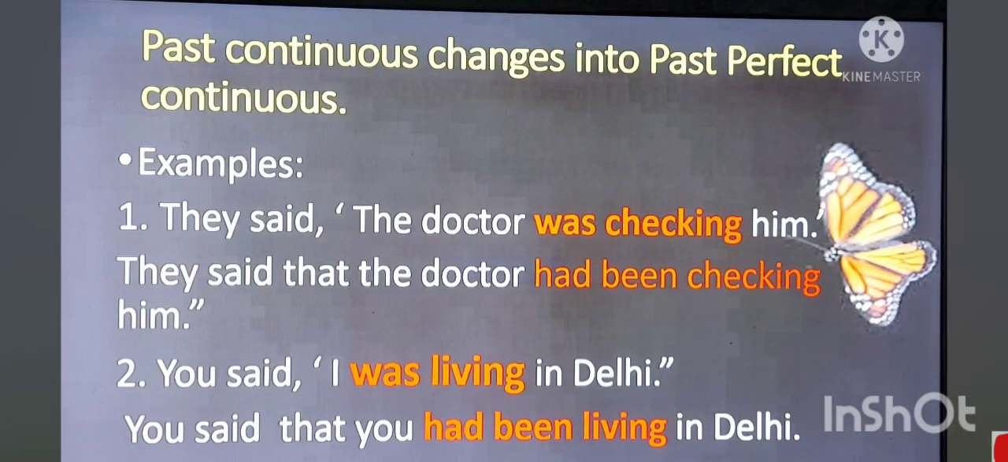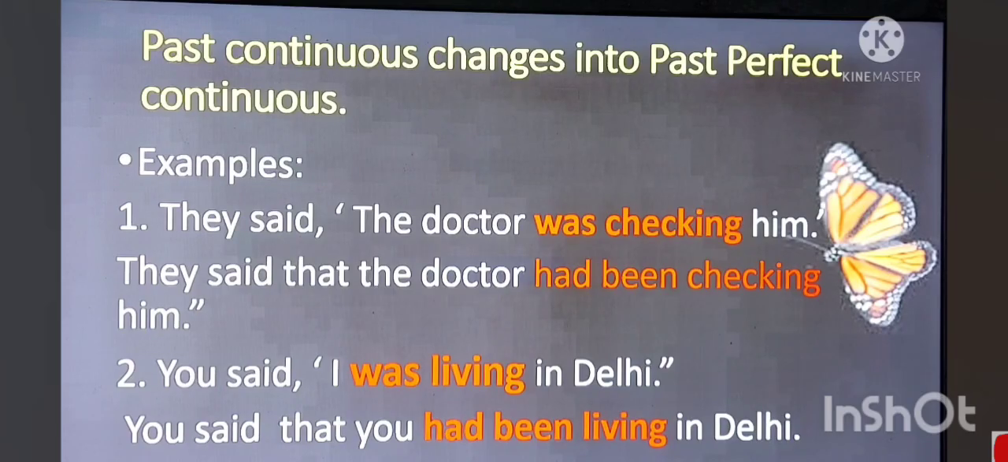And the past continuous. The past continuous changes into the past perfect continuous. Examples. They said, "The doctor was checking him." Answer. They said that the doctor had been checking him. Look, was checking, the past continuous, changes into had been checking, past perfect continuous.